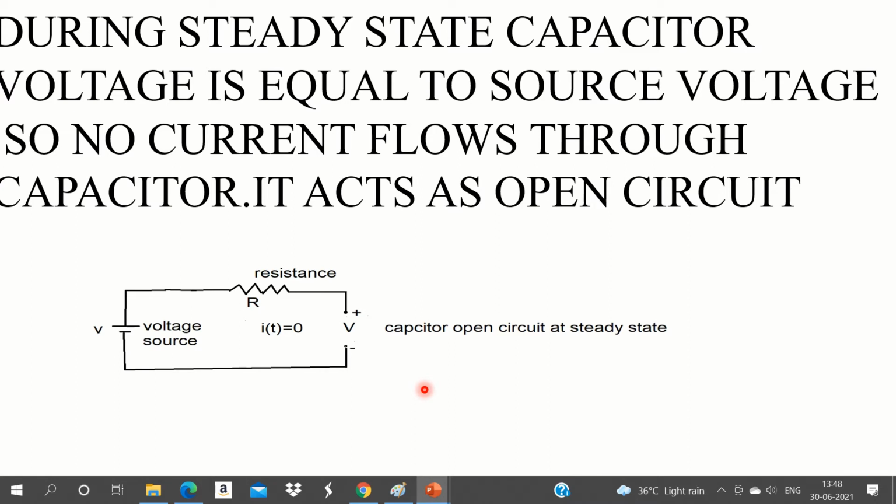At steady state, the capacitor acts as an open circuit. You know that, but why does the capacitor act as an open circuit? Because the capacitor is charged up to the source voltage. If these two voltages are the same, then no current will flow. If a potential difference is there, then the current will flow. So because of the same potential between the capacitor and the voltage source, no current will flow through the resistor.